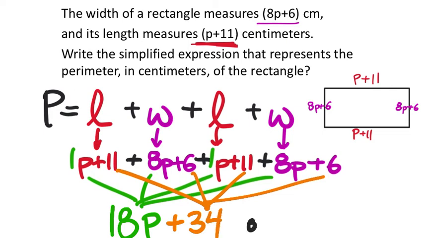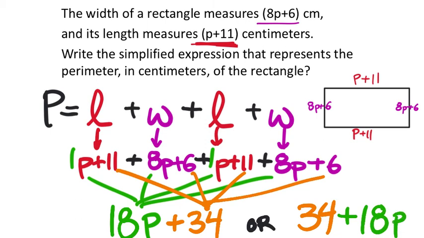Now some students may reverse the order here, and they may write it as positive 34 plus 18p. It's exactly the same expression. All you've done is change the order. So either one of these would work.